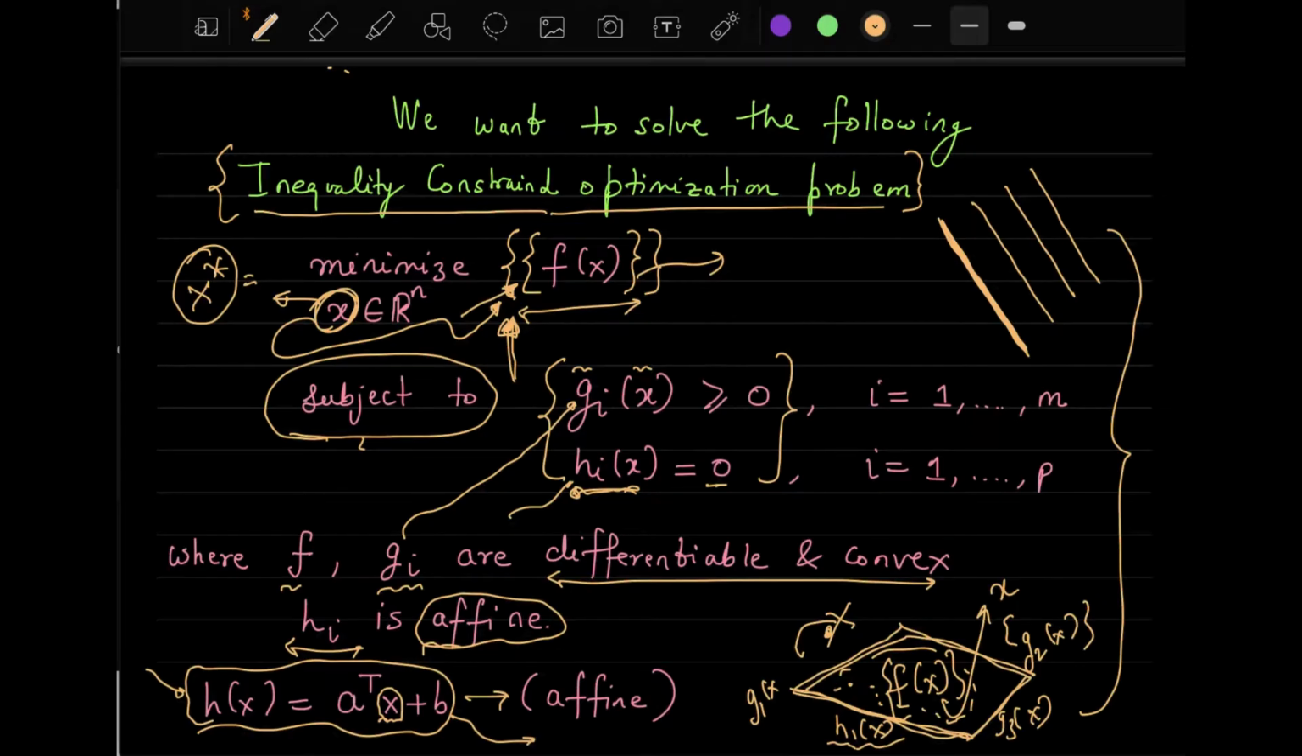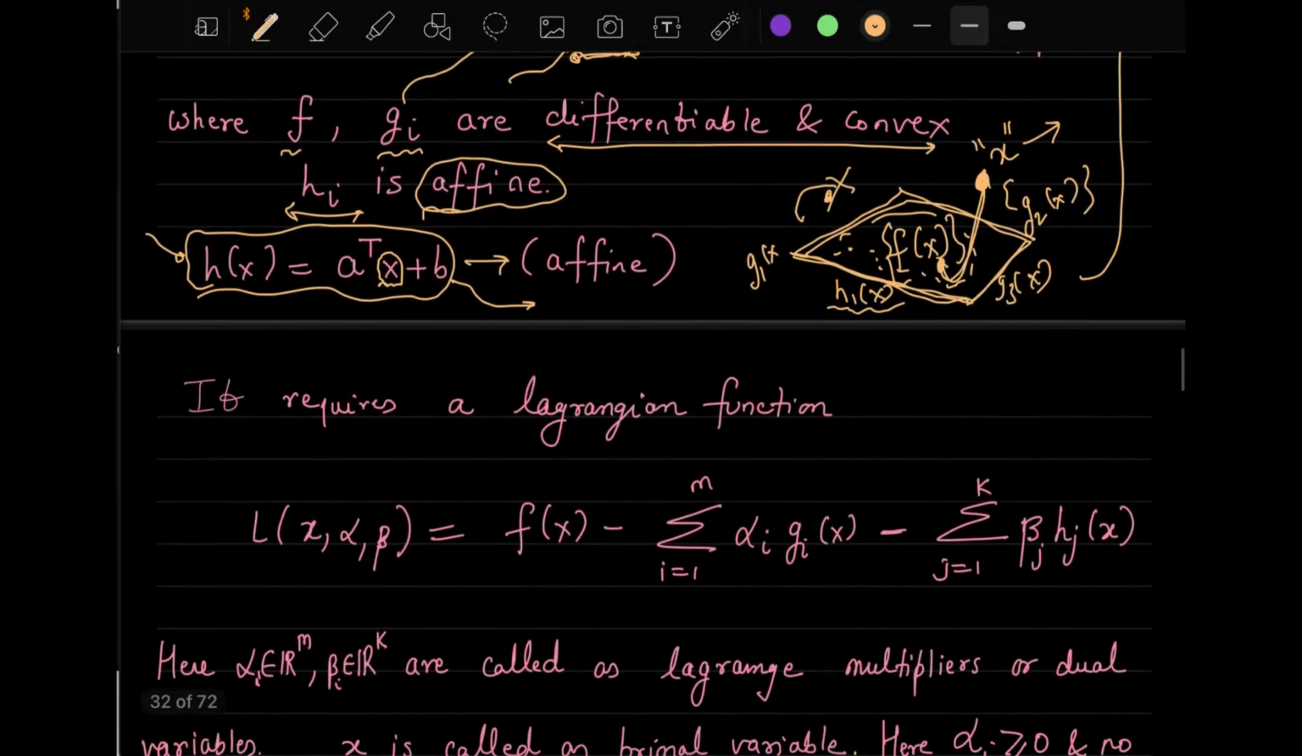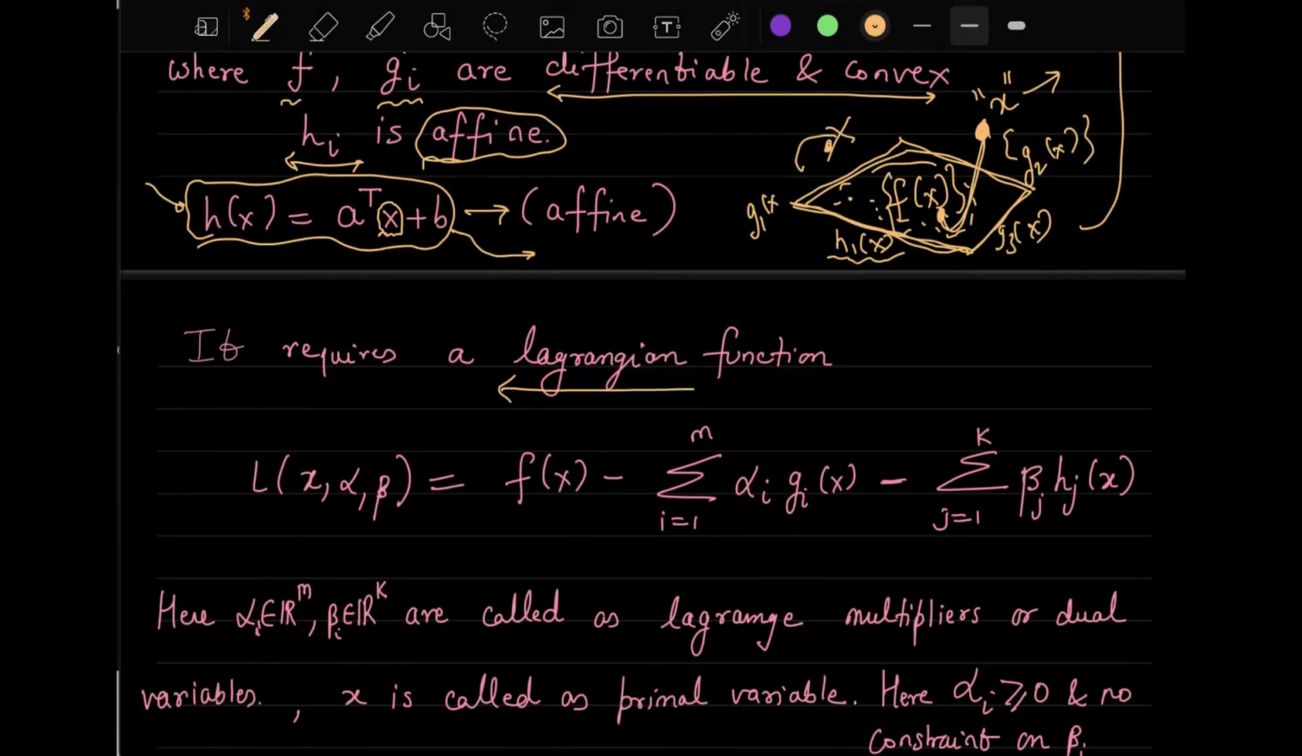So in order to find the minimum value of fx and the value of that x, we have to go with a standard procedure, and that procedure is called the Lagrangian function.